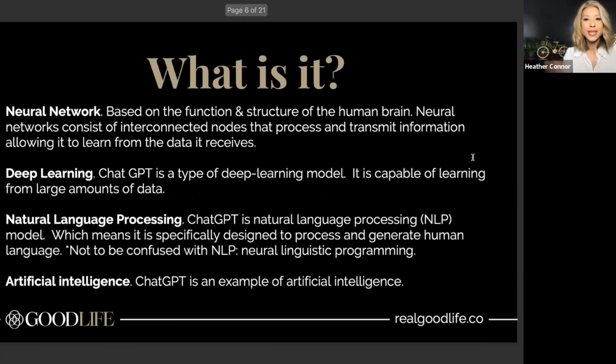So what is ChatGPT? It is a neural network. It's based on the function and structure of the human brain. Neural networks consist of interconnected nodes that process and transmit information, allowing it to learn from the data it receives.